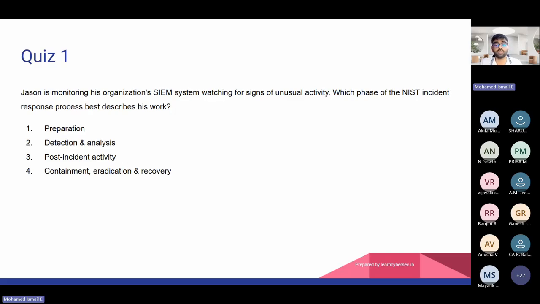So you remember there was a slide where I showed the NIST framework. First was preparation, then detection and analysis, then containment and eradication, and post-incident activity. SIEM falls under which phase of the process? Maybe go ahead and take the chat and answer.